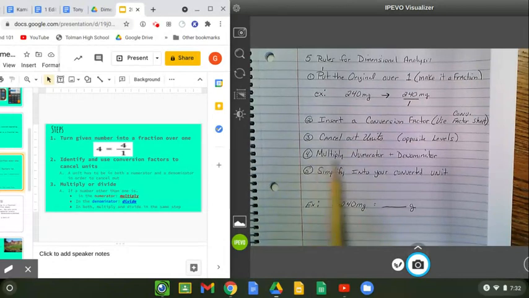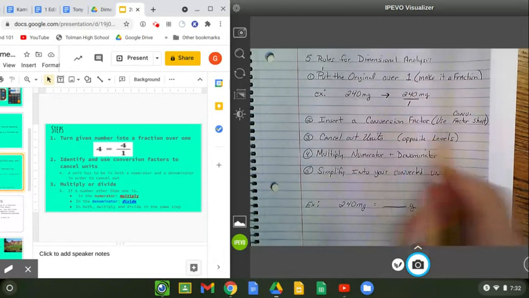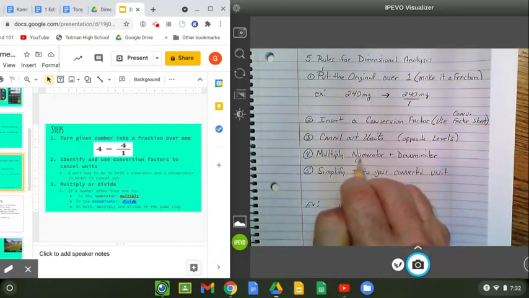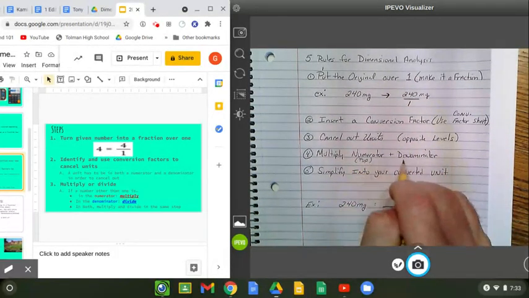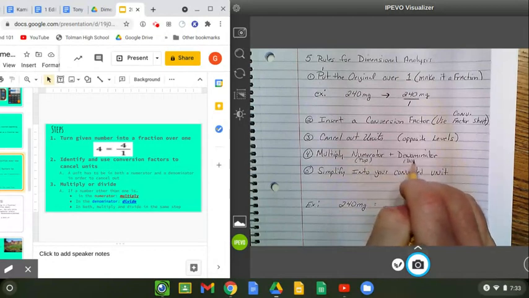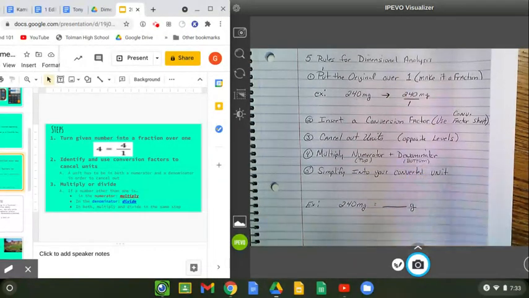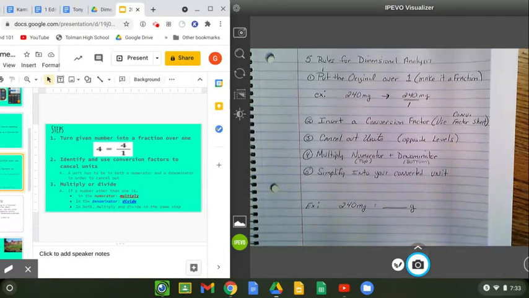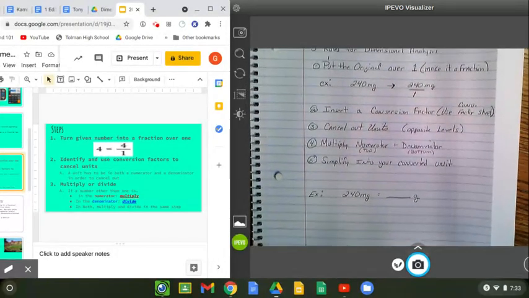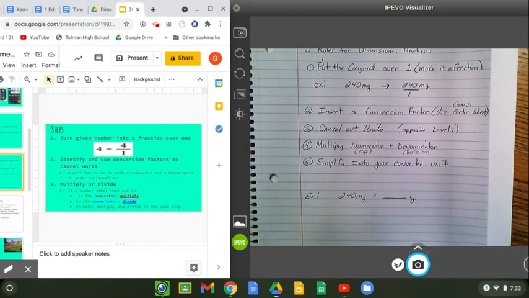Then you're going to multiply the numerator all the way across. Then you're going to multiply the denominator all the way across. Remember, the numerator are the top numbers of fractions, and the denominators are the bottom number in fractions. Then we're going to simplify into our new converted unit. All right. So what do I mean?